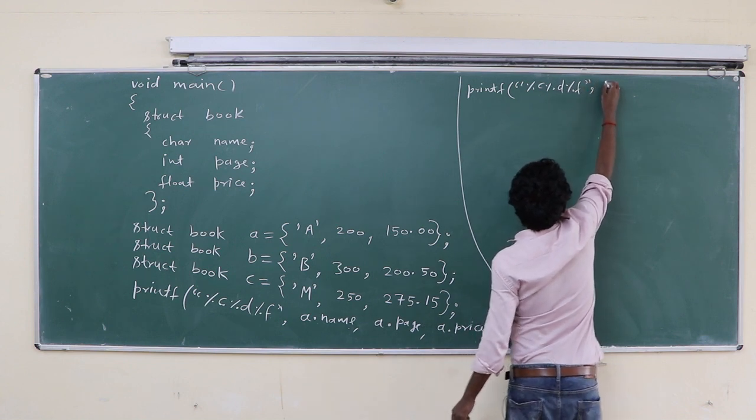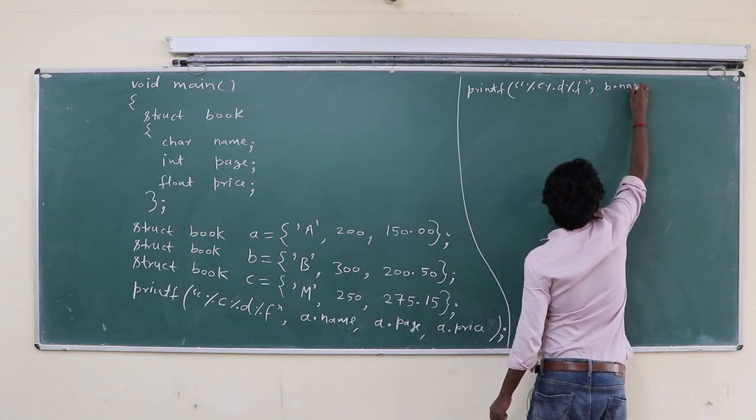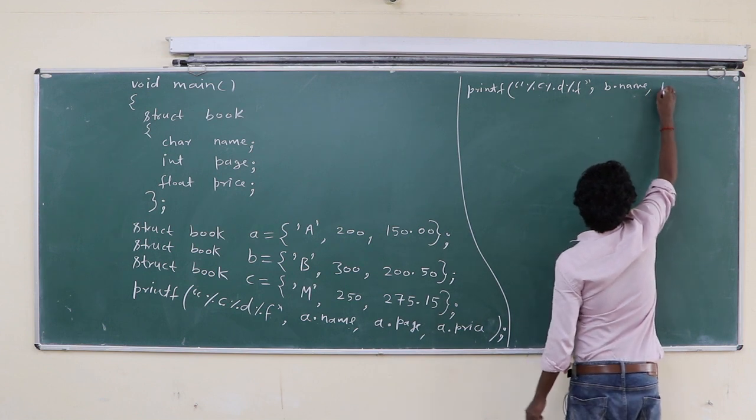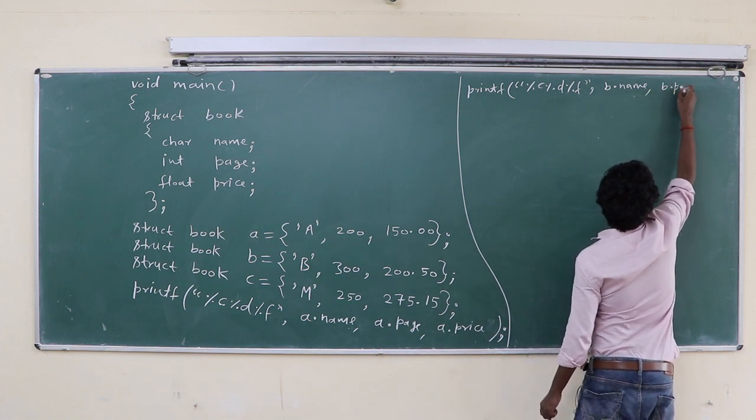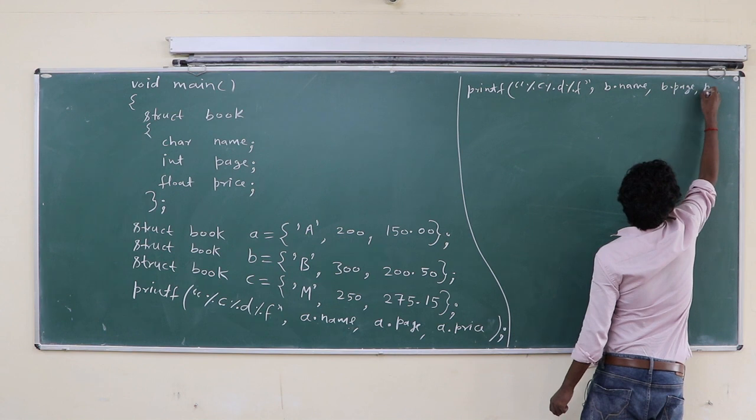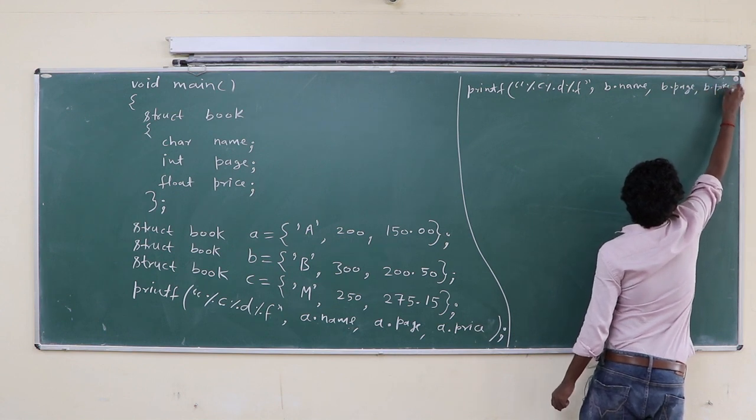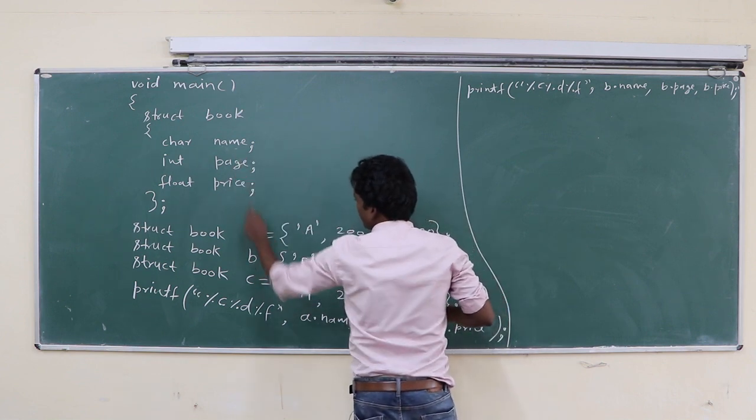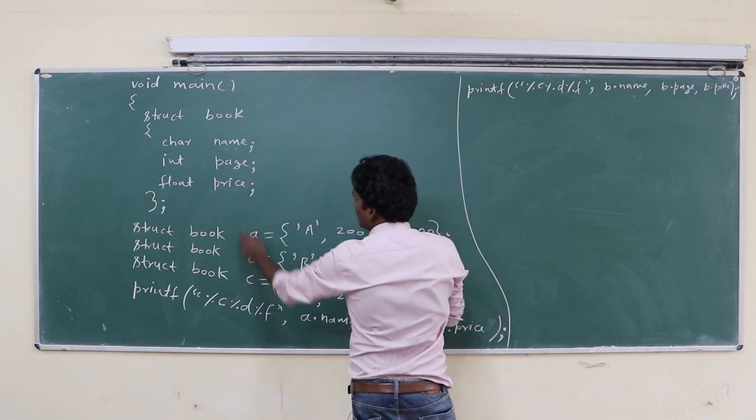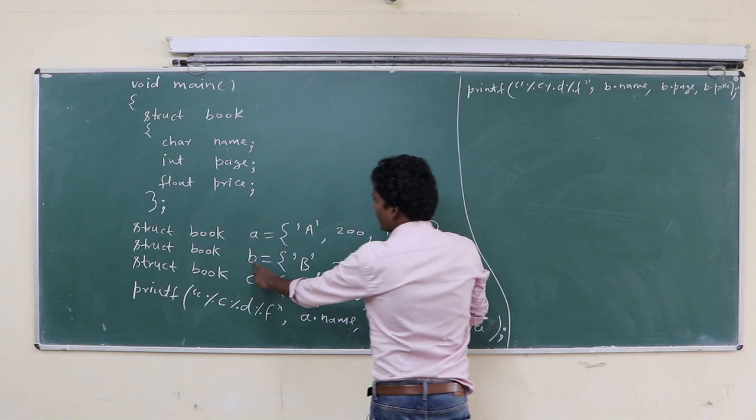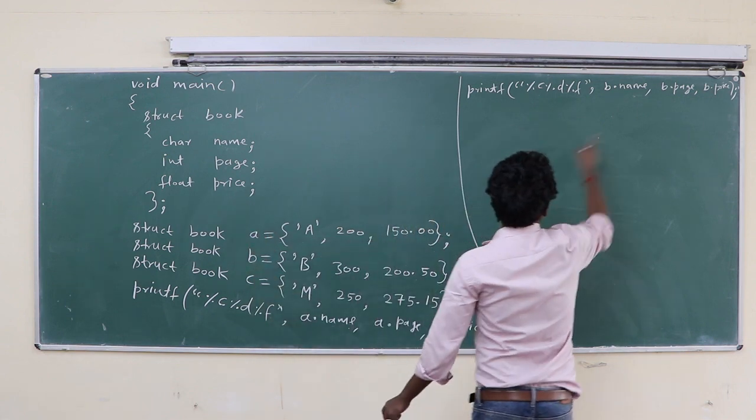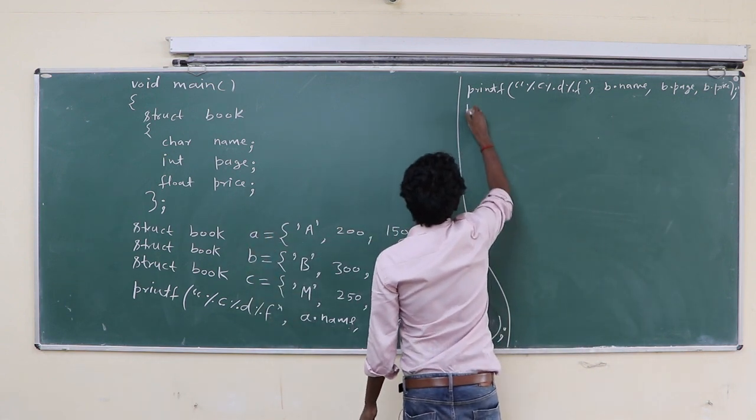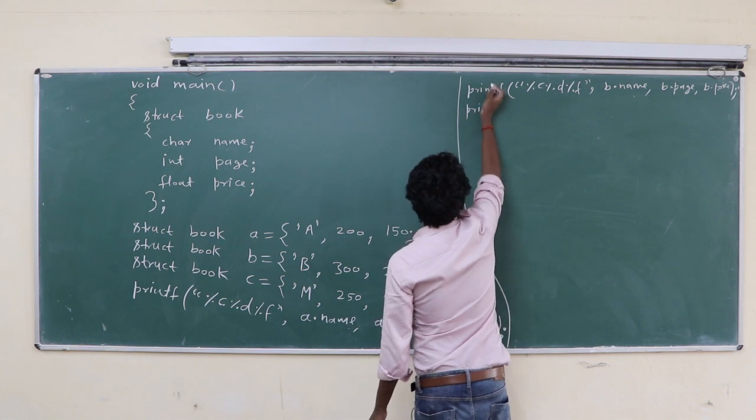Now this time b.name, apply the dot operator: b.name, b.page, and b.price. Okay, b.name will be printed, b.page will be printed, b.price will be printed here.